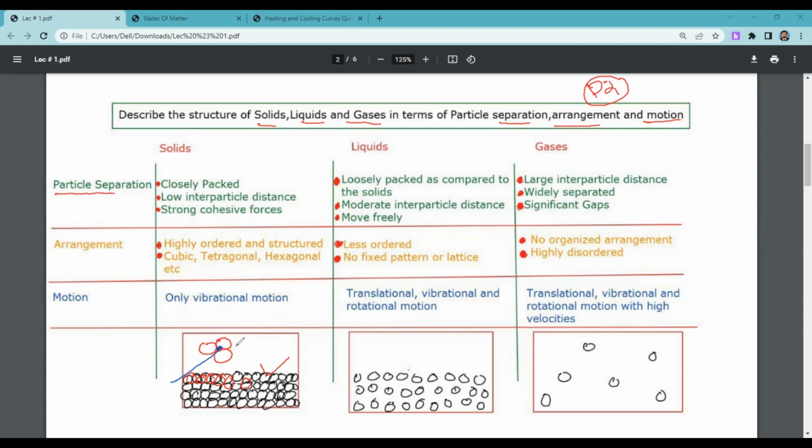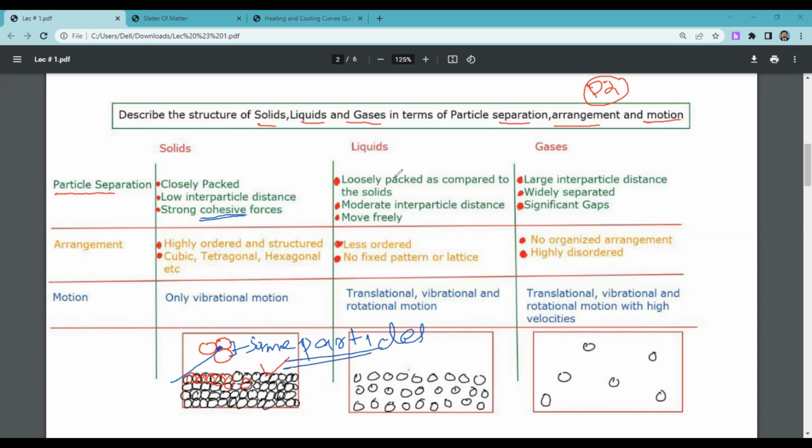These particles are connected with each other by strong cohesive forces. What is meant by cohesive forces? The forces which are present between same particles are said to be cohesive forces.